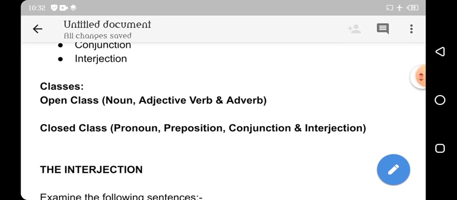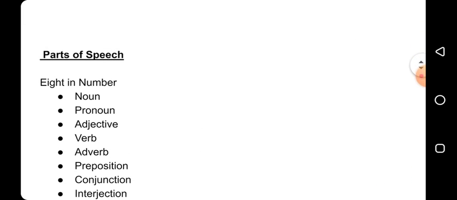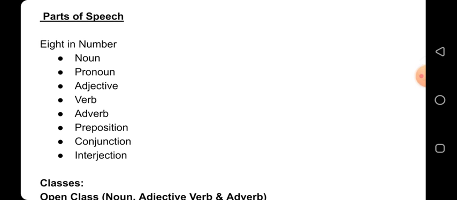of speech in our previous lectures. So here's a quick look at those eight parts of speech, and it's the last one, the eighth one. The first one is noun. Then we discussed pronoun, then adjective, verb, adverb, preposition, conjunction, and all these words combine to make our speech. So that's why they are called parts of speech.